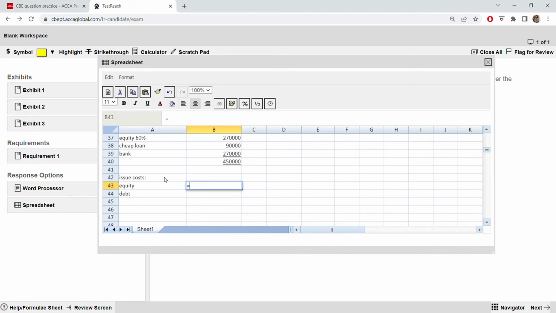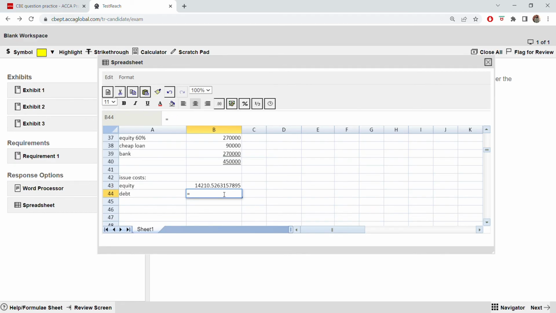So here, what is equity? What is the issue cost? 5%. 5 divided by 95, multiplied by equity, which is 270,000. Enter. Okay, doing rounding up and all, we can do it later. Finish it for debt also.